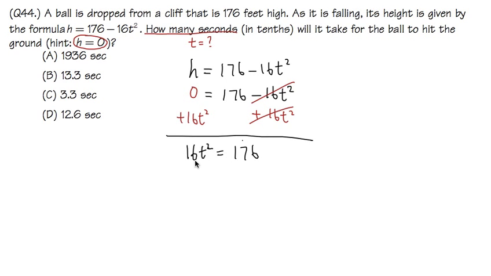Here we have 16 times t squared. We will just need to divide both sides by 16. So let's do that. Divide both sides by 16. So we can cancel these two out. And then we will have t squared equals 176 divided by 16. That's equal to 11.